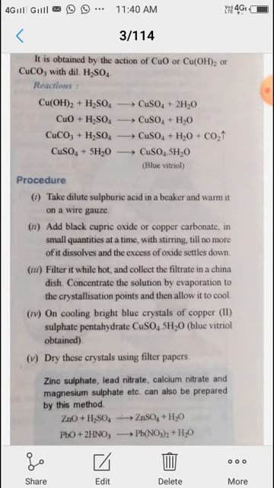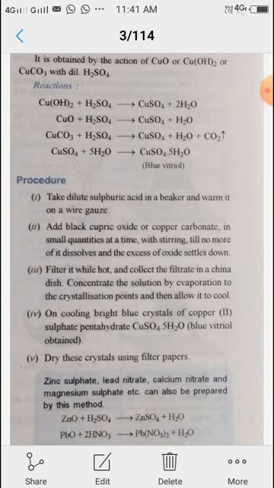First, take dilute sulphuric acid in a beaker and warm it on a wire gauze. The second step is to add black cupric oxide or copper carbonate in small quantities at a time with stirring. That means we use a glass rod and stir continuously till no more of it dissolves and the excess oxide settles down.